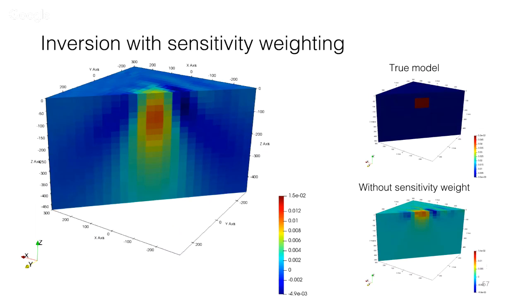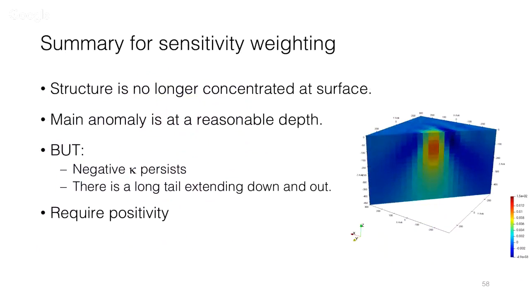So without sensitivity, it looks like that. With sensitivity, so that's looking pretty good, but it's not quite perfect. The good news is the structure is no longer concentrated at the surface. And at the main anomaly, we're trying to find the block, which is kind of there.